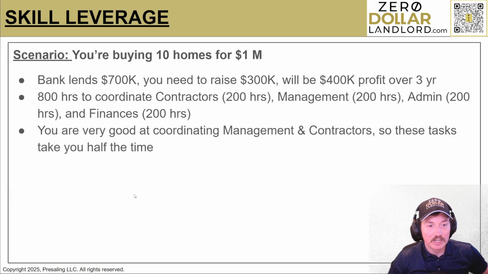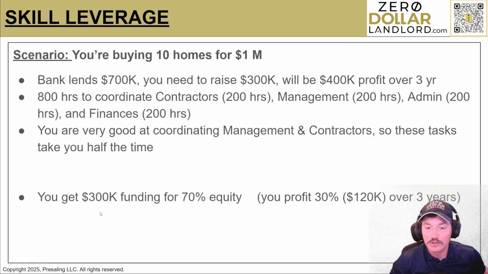Let's just say that you're really good at managing contractors. These tasks take you literally half the time. So here's what this scenario would look like: you get 300K funding for 70% equity. That means you're going to be profiting 30%. That's 120K over 3 years. I'm just going to let this sit here for a second and make sure everyone's tracking.